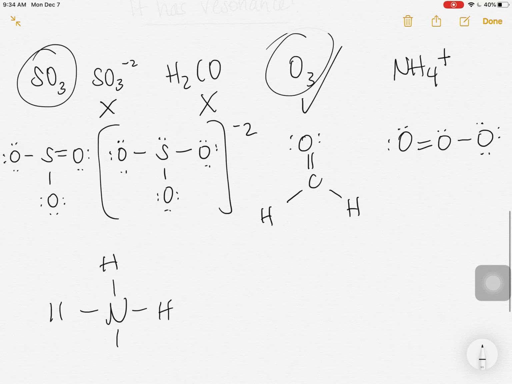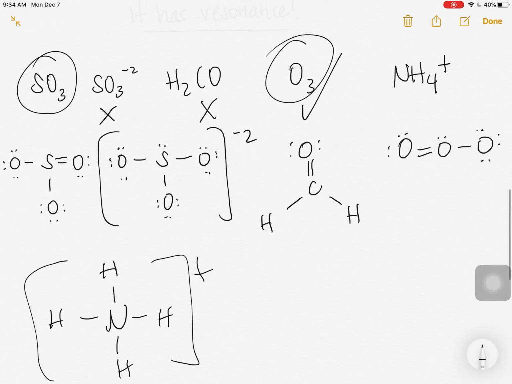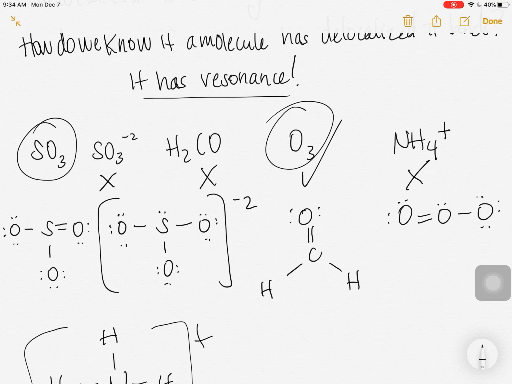And NH4+, it's a polyatomic ion. Ammonium has all single bonds, and so it has no delocalized pi bonding. It only has localized bonding, and in this case it's not even pi bonding, because they're all single bonds, so they're all sigma bonds. But that doesn't have anything to do with this question, because it does not have delocalized pi bonding. So my only 2 answers were SO3 and O3. Takeaway: if a molecule has resonance, then the pi bonding is delocalized, which means the electrons are not concentrated on a specific atom.